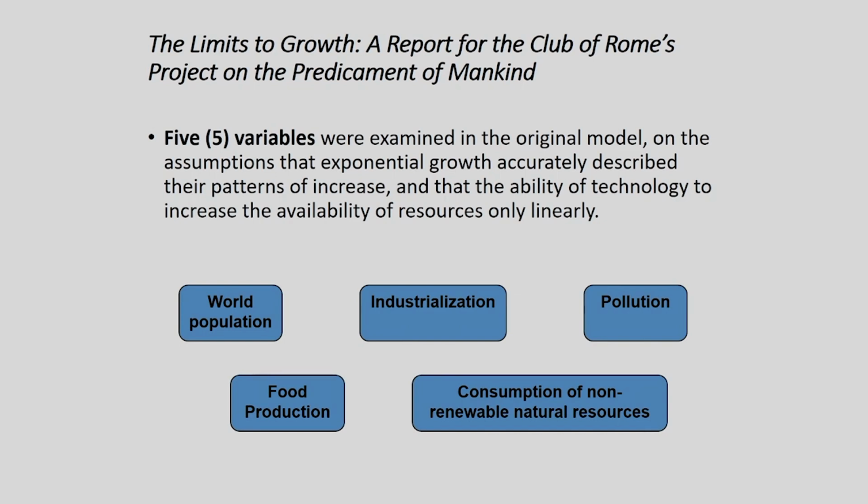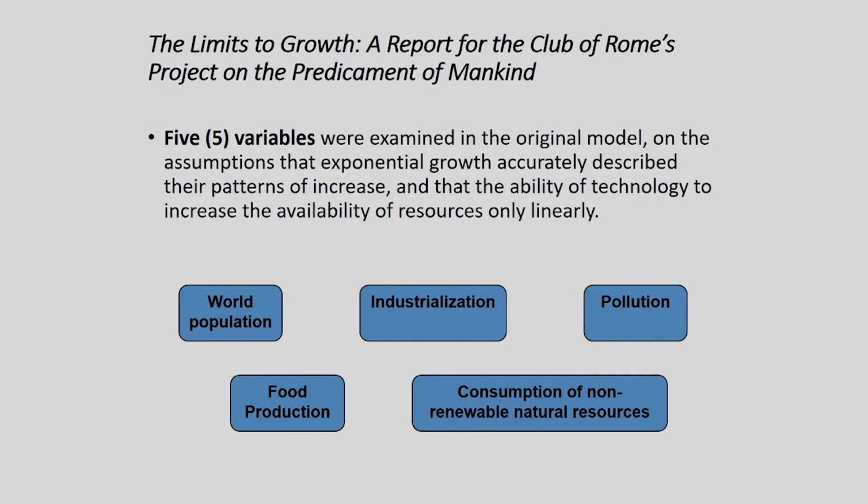As we have discussed modernization theory and its critics, dependency theory and its critics, we then moved on to Meadows and her colleagues' reflections on the limits to growth thesis, Limits to Growth, a report for the Club of Rome's project on the predicament of mankind. How 5 variables were examined in the original model on the assumptions that exponential growth accurately described their patterns of increase, and that technology could increase the availability of resources only linearly.